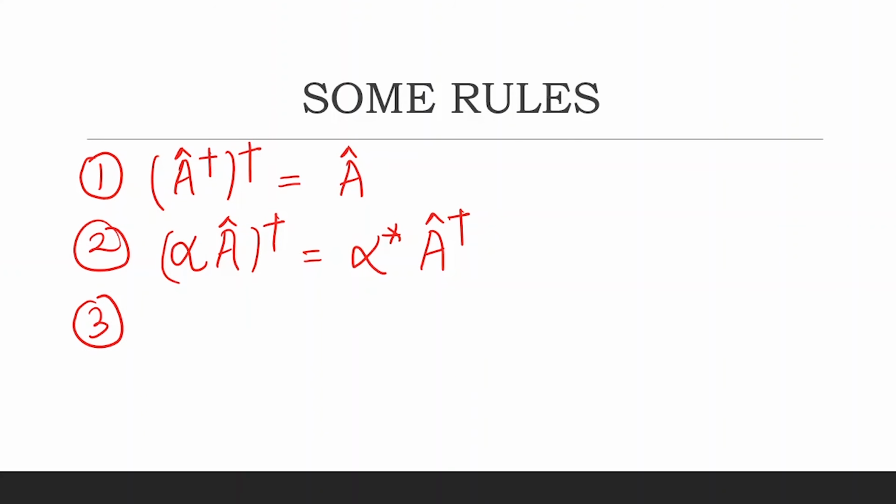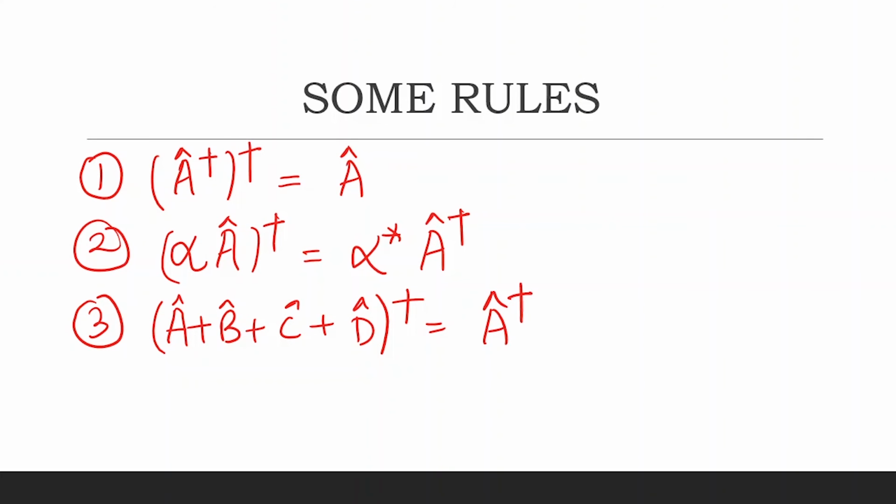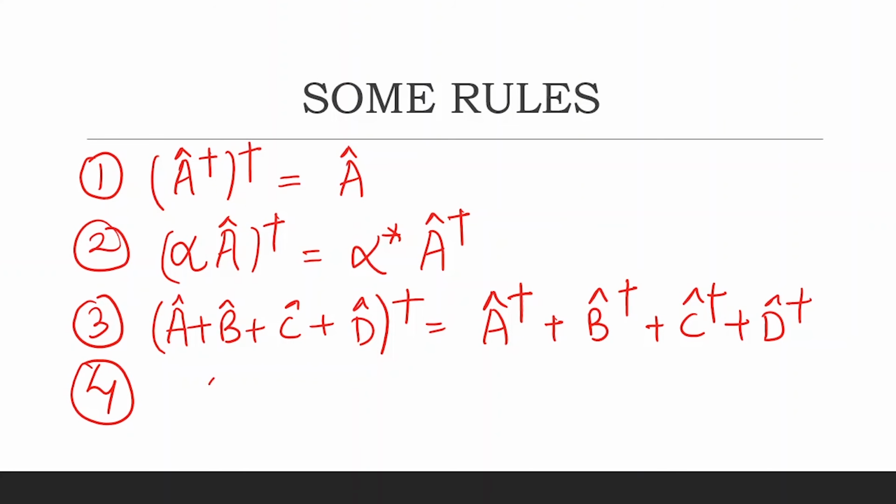Third, if we take the sum of operators A, B, C and D and then take the adjoint, we just have to open the brackets and we can individually do the adjoint of each operator. And then the fourth rule, if we have any operator raised to the power n and then we do the adjoint, it should be equal to A cap adjoint raised to the power n.